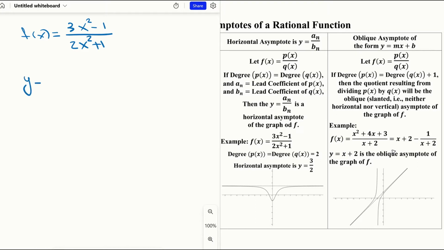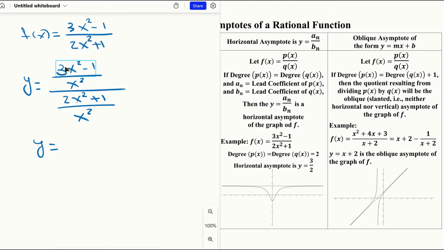So let me replace f of x with y. So we get y equals 3x squared minus 1 over x squared, over 2x squared plus 1 over x squared. So we're going to end up with y equals, now on the top the x squares cancel out when we divide these two, so we get 3 minus 1 over x squared, over, down below we get 2 plus 1 over x squared.